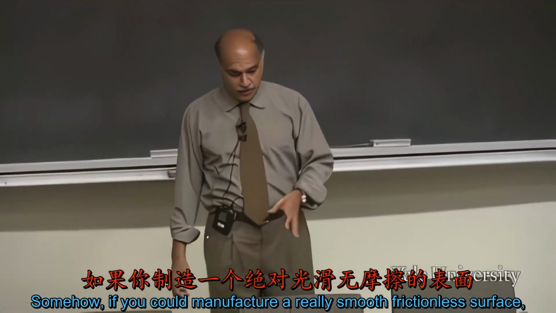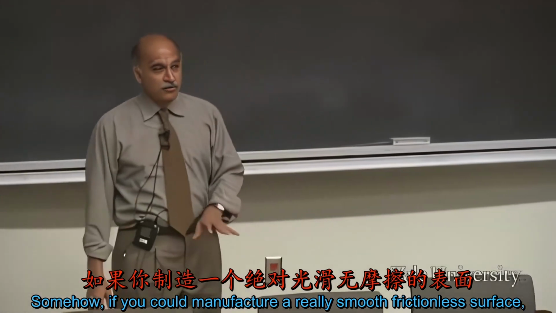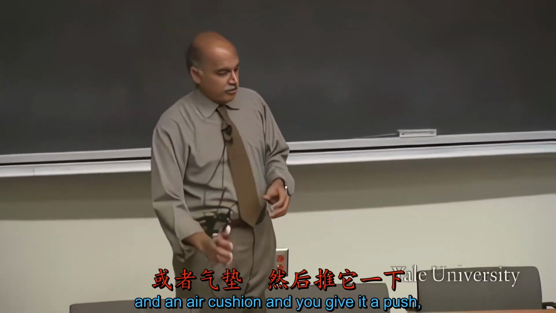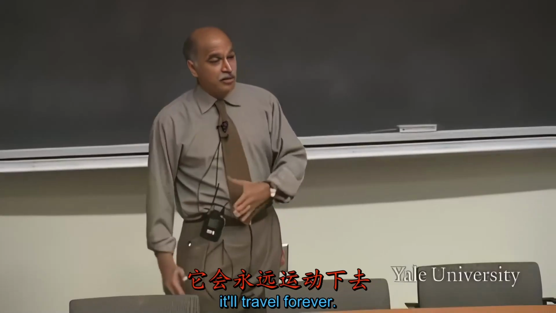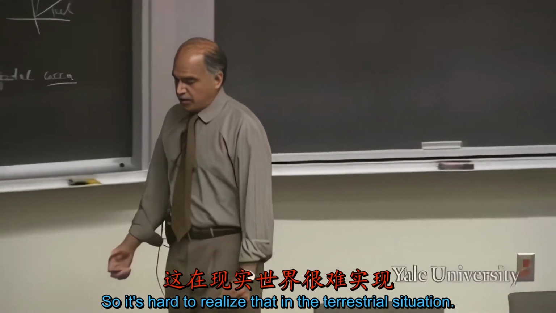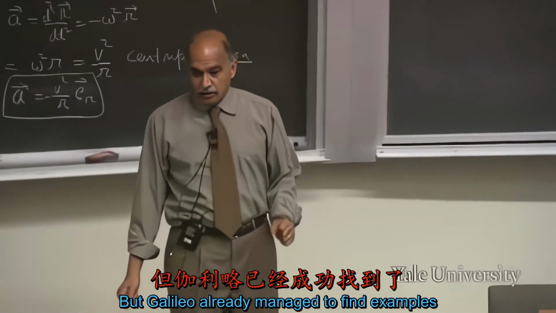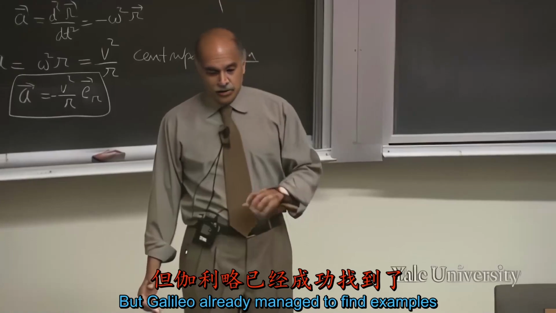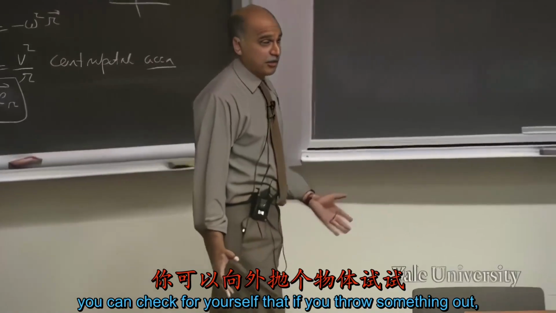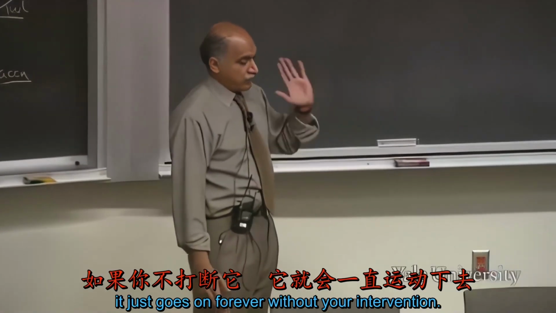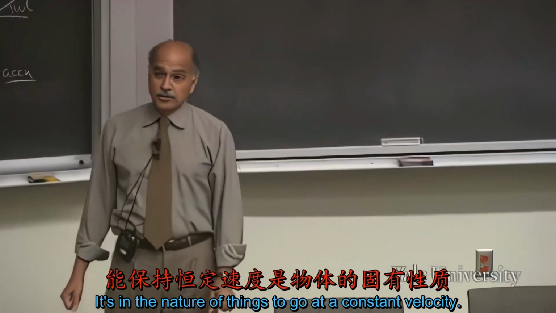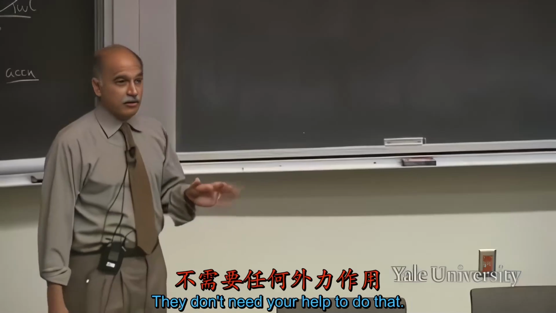And somehow, if you could manufacture a really smooth, frictionless surface, if you took a hockey puck or something on an air cushion and you gave it a push, in some idealized world, it'll travel forever. So it's hard to realize that in the terrestrial situation, but Galileo already managed to find examples where things would roll on for a very, very long time. But nowadays, if you go to outer space, you can check for yourself that if you throw something out, it just goes on forever without your intervention. It's the nature of things to go at a constant velocity. They don't need your help to do that.